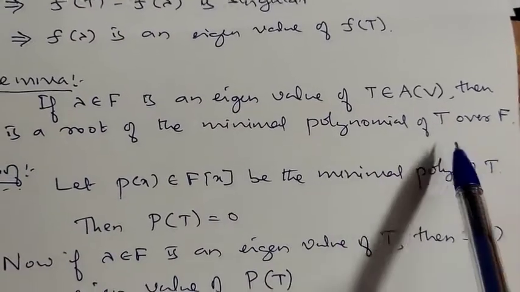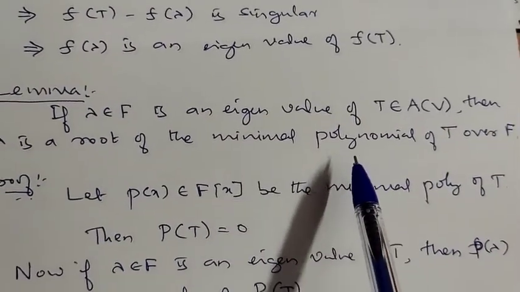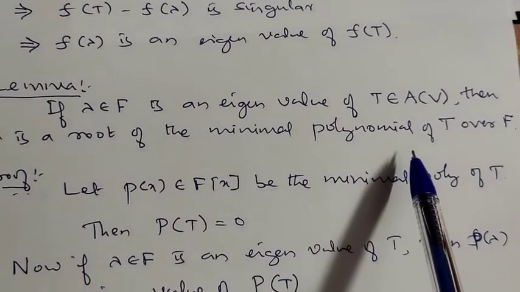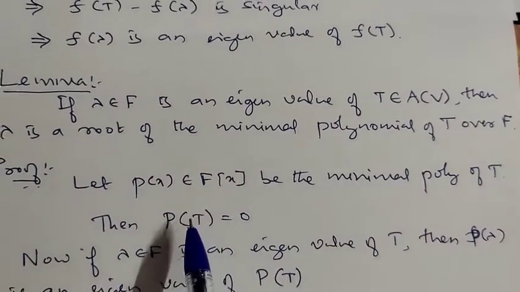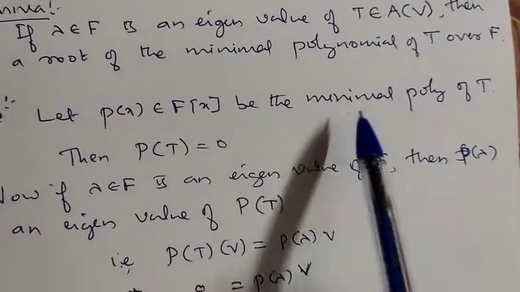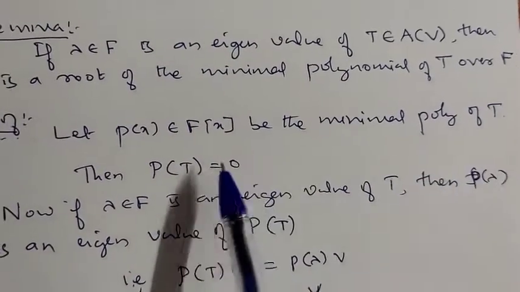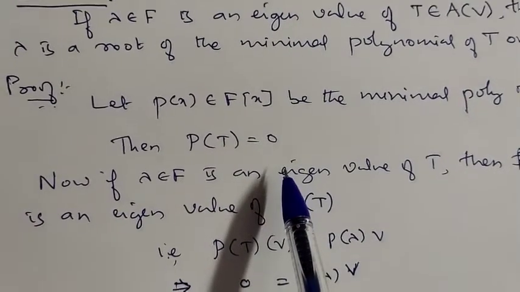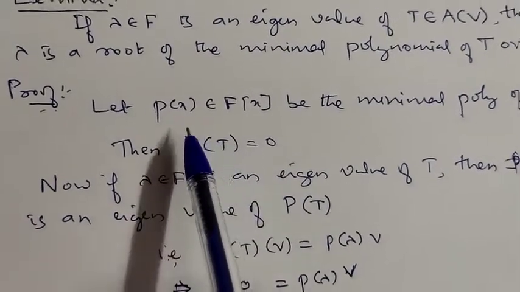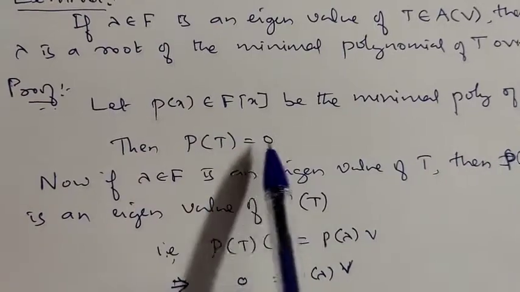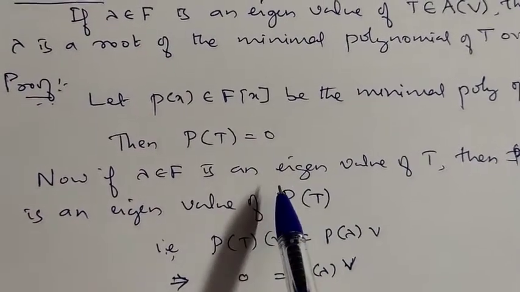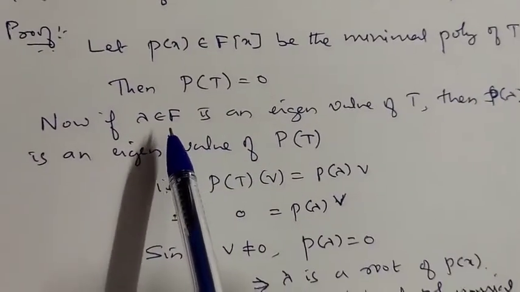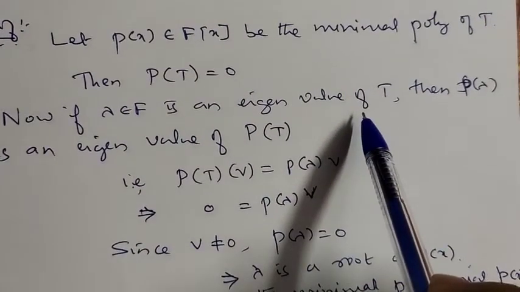Okay, this is a very important result. The eigenvalues are the roots of the minimal polynomial. Let p of x be the minimal polynomial of t. Then by definition of a minimal polynomial, p of t is 0, or p of x is the polynomial of smallest degree satisfied by t, so that p of t is 0. Now we are given lambda is an eigenvalue of t.